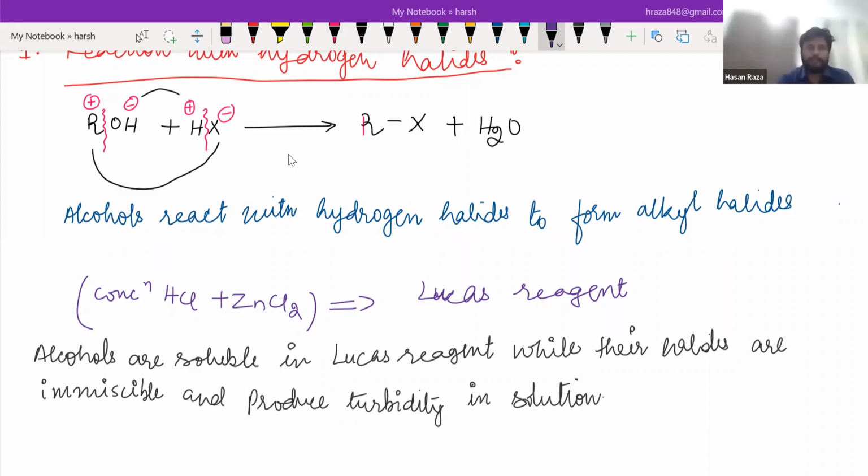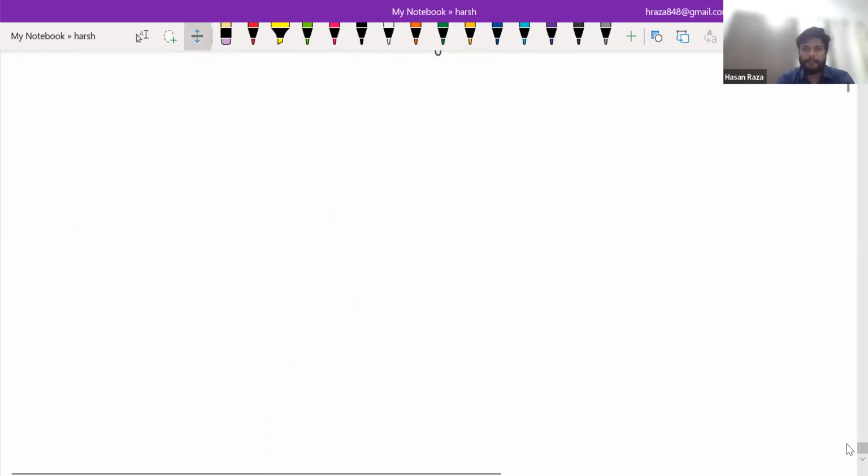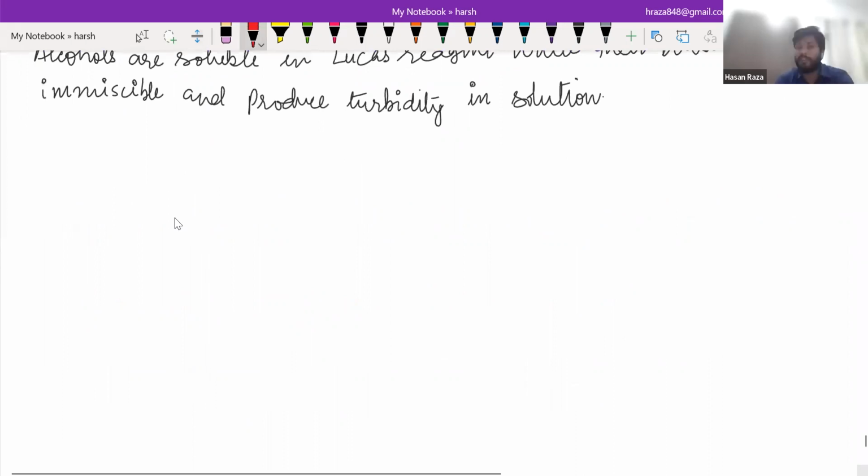Are you done with this? Yes, sir. Done. Now see, turbidity forms, and as we know, tertiary is more stable than secondary and then primary.